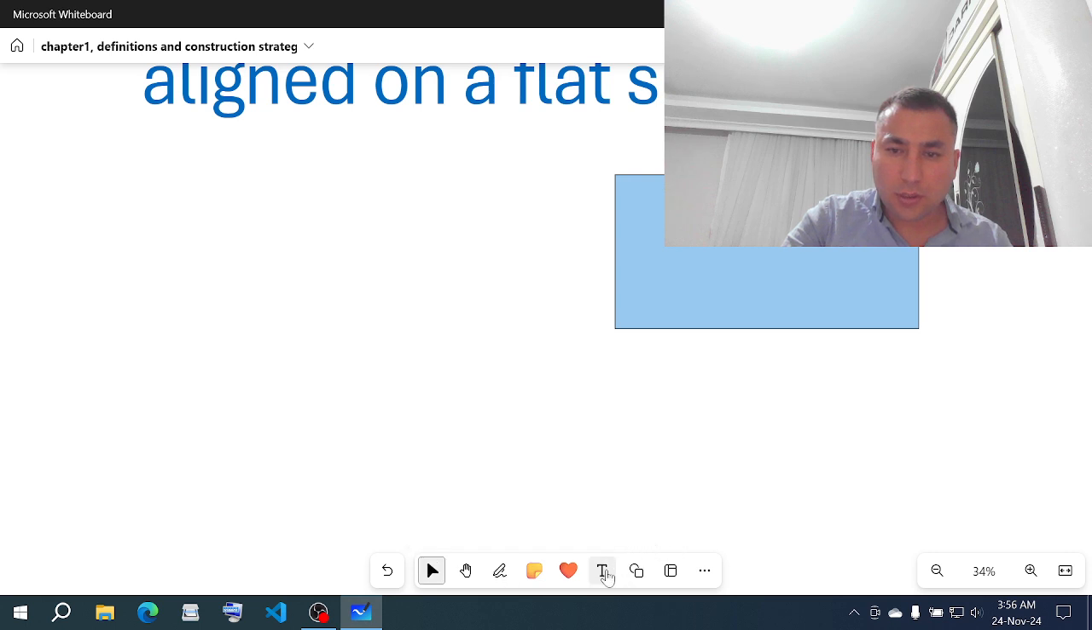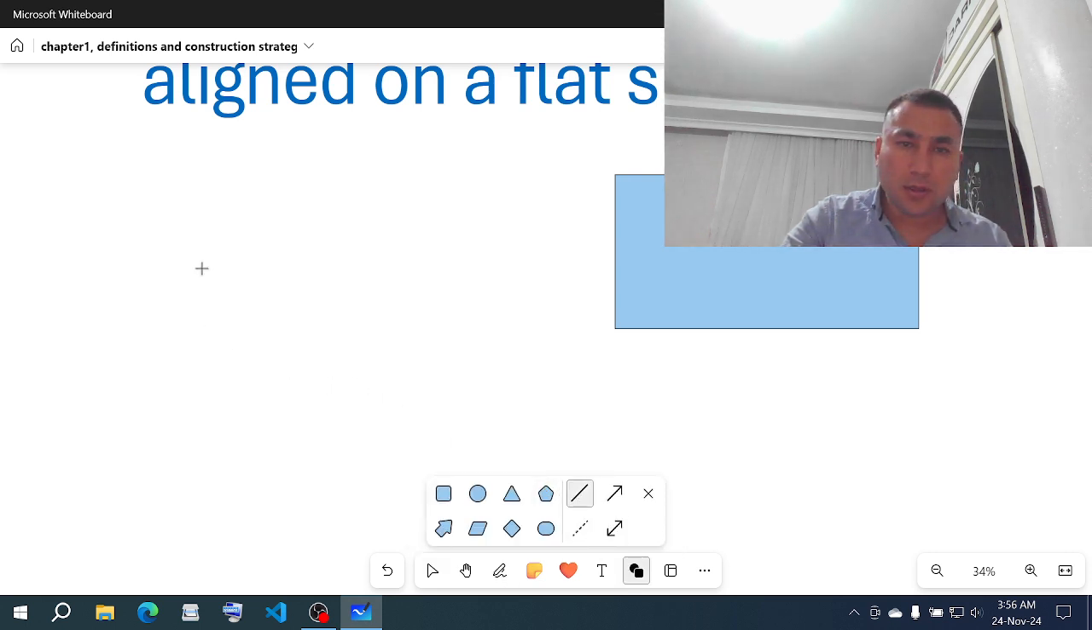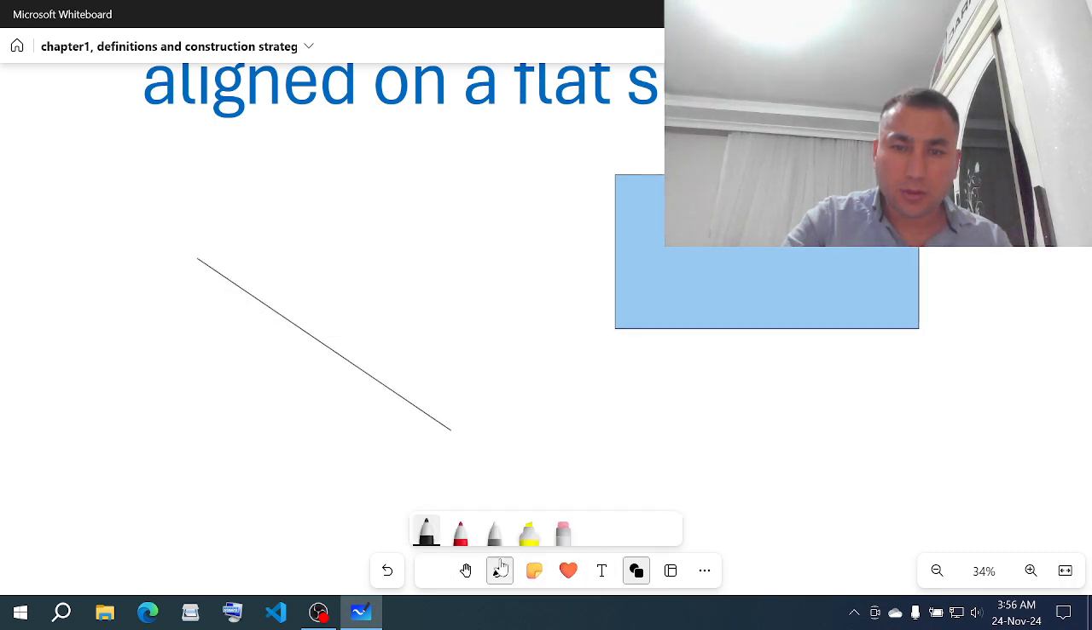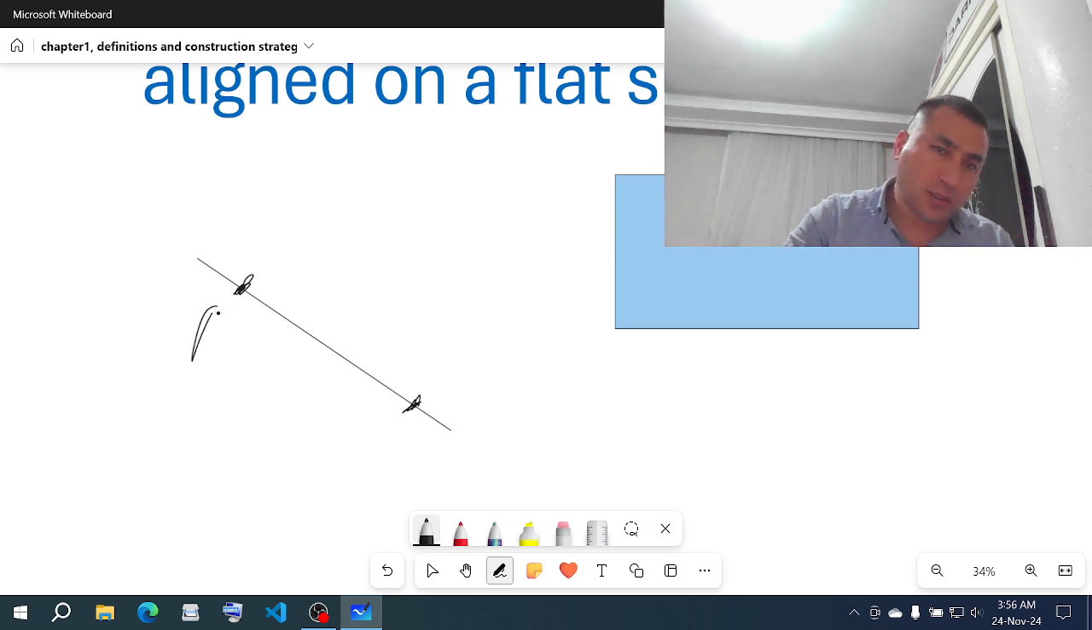So line segment, do we have shapes here? A line segment is something like this, and it has 2 endpoints. Let's say one endpoint is here, another endpoint is here. That's called line segment AB.